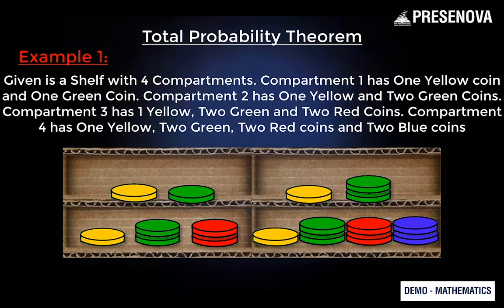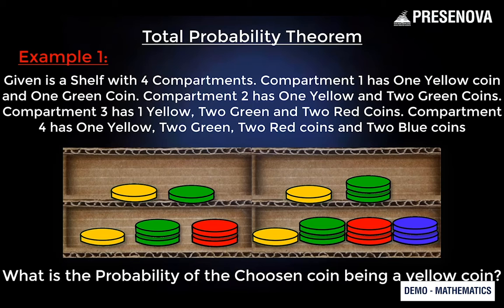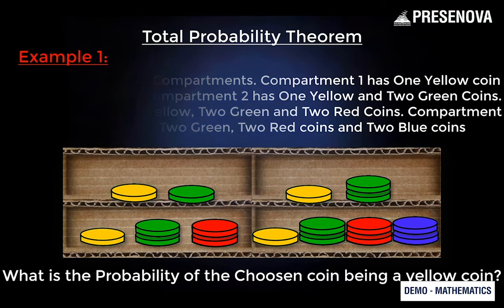Now, a coin is chosen at random from any one of the compartments. What is the probability of the chosen coin being a yellow coin? To solve this particular question, we will be using the total probability theorem.